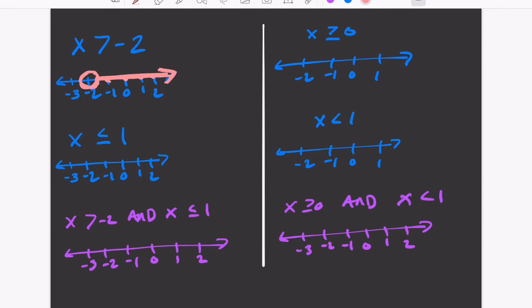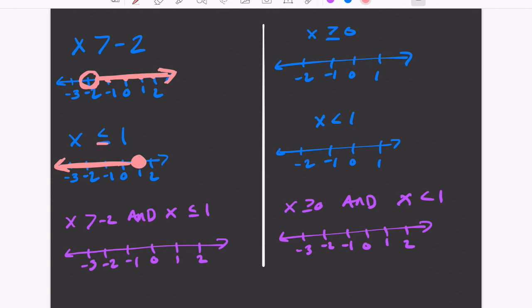All right, so now the next one, x is less than or equal to 1. So we start at 1. X could be anything less than, so it could be 0, it could be negative 1, it could be negative 2, it could be negative 3, anything over here. But it also could be 1 because that's or equal to, so we're going to fill it in this time.